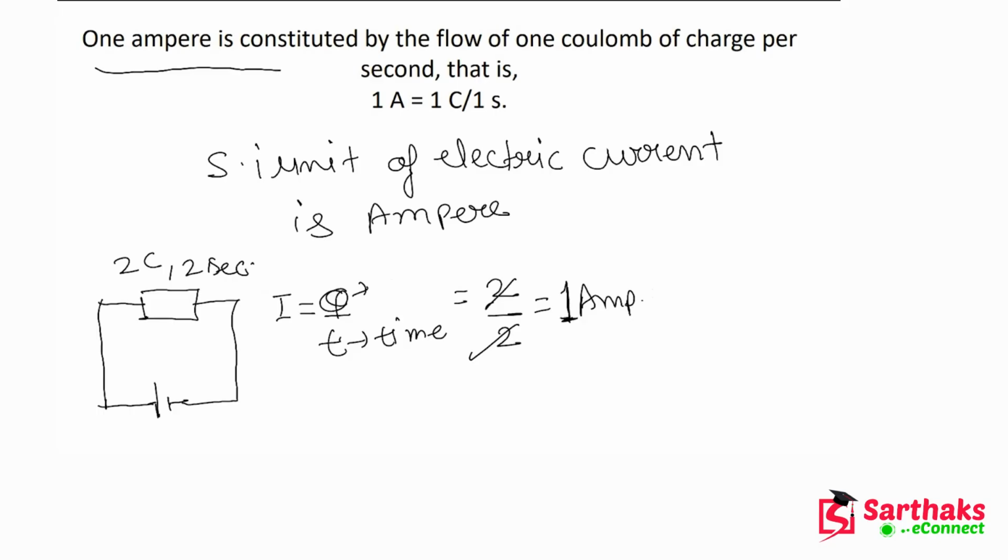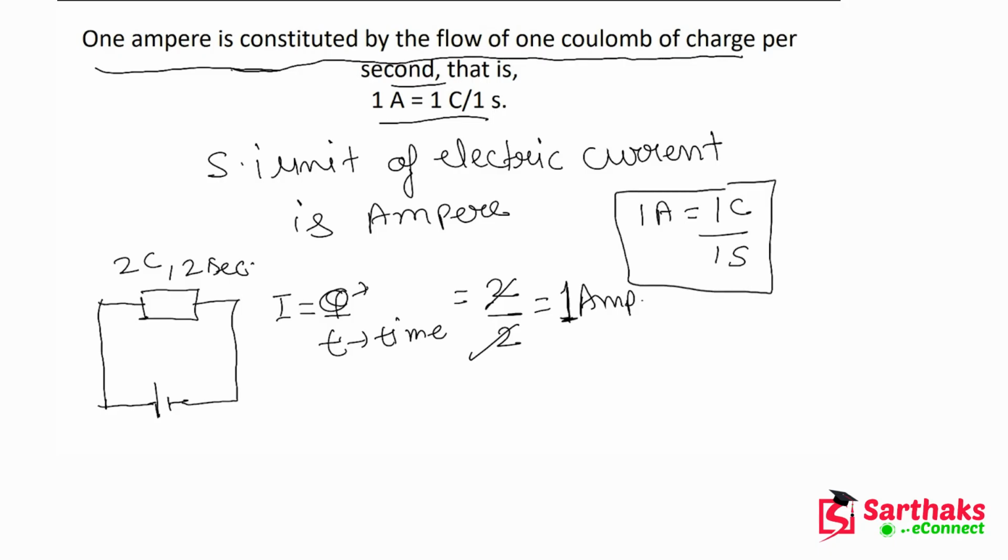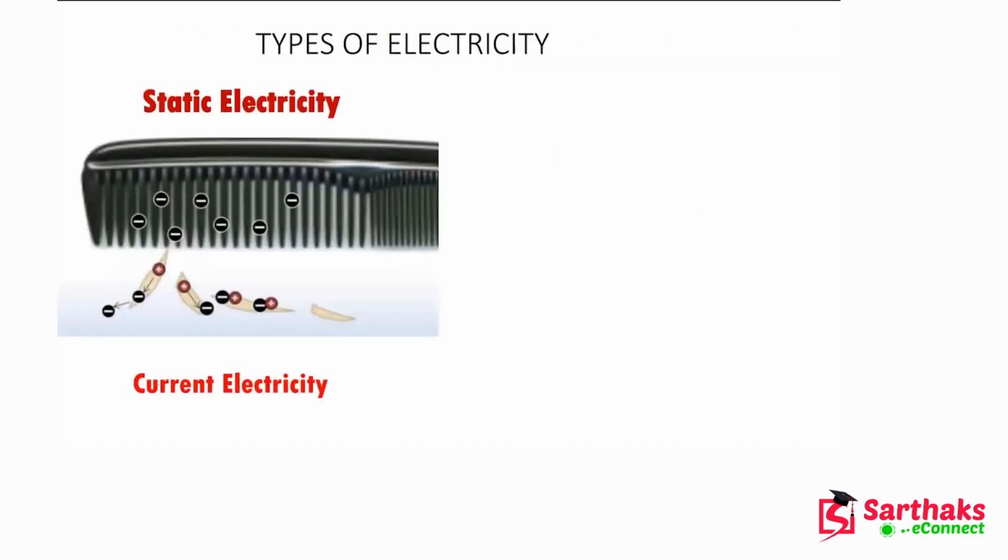Now, what is the meaning of 1 ampere? How can you define 1 ampere? Simply, 1 ampere is constituted by the flow of 1 coulomb of charge per second. For example, when 1 coulomb of charge flows in a circuit in 1 second, then the value of current is 1 ampere. So I hope guys you got it. Now let's move on to the next slide.